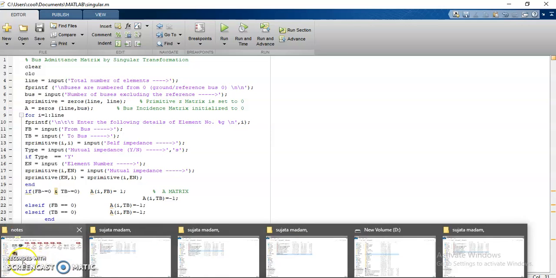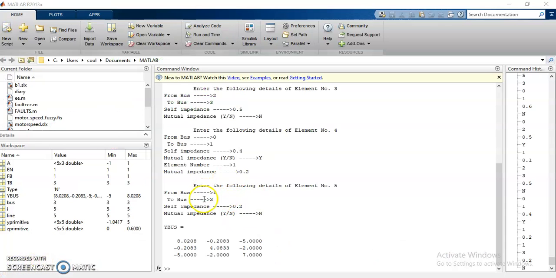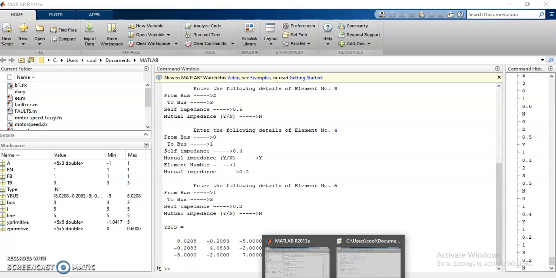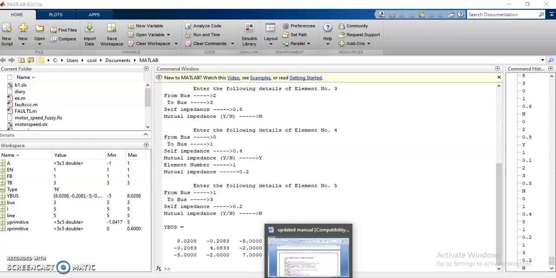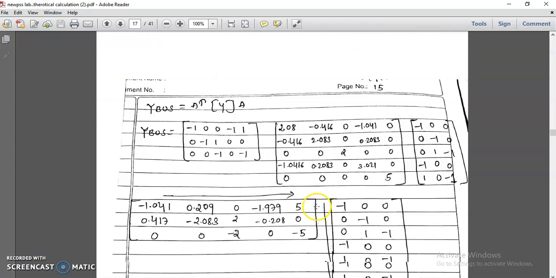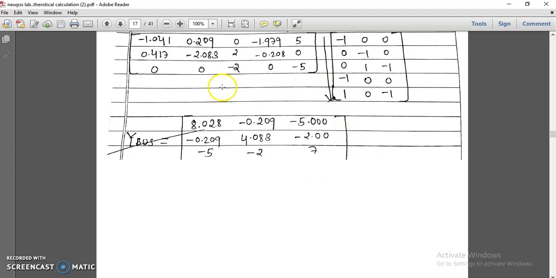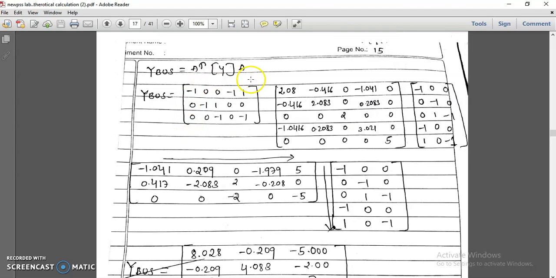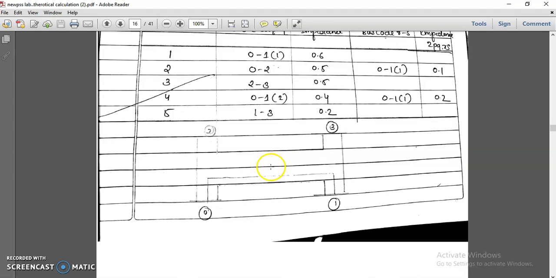Once it has executed, we are getting the Y bus. Just check this Y bus, 3 cross 3, with entries 8.0208, 0.2083. This is the 3 cross 3 matrix we are getting. Now just have a look at what we got theoretically and what we executed. The reference we have removed, and we get this matrix, as per the theoretical calculation I just told.